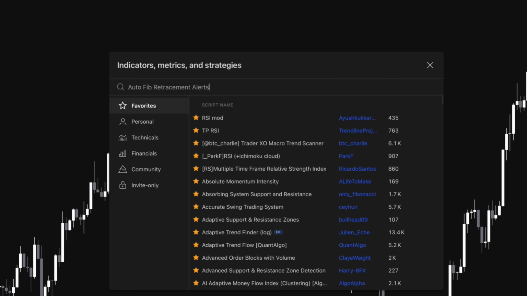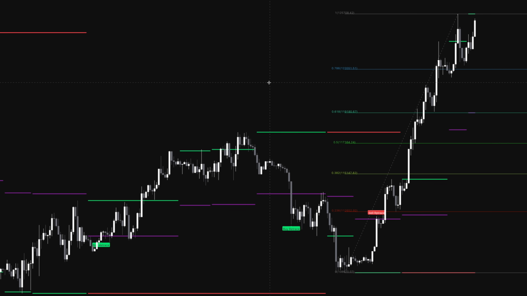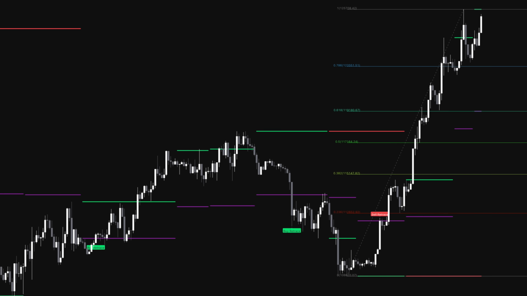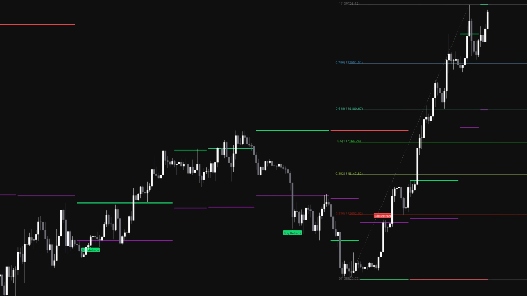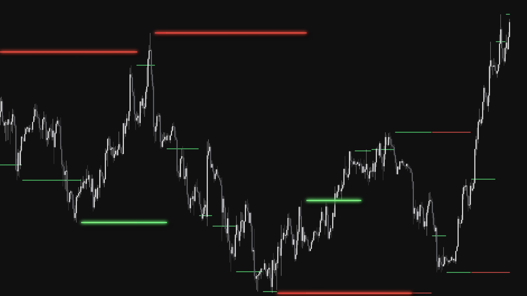Auto-Fib Retracement Alerts. Created by DevLucem, this Pine script automatically identifies significant swing points and draws Fibonacci retracement levels between them, triggering alerts when price reaches a specified retracement target. The pivot detection system scans for local extremes using a configurable depth parameter, identifying highs and lows that stand as the strongest point within their surrounding candles.